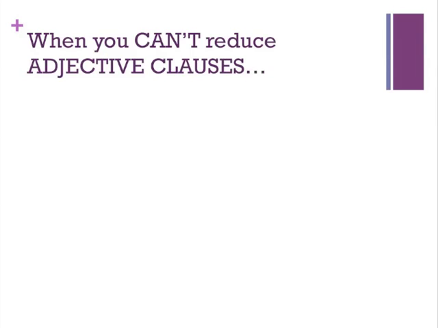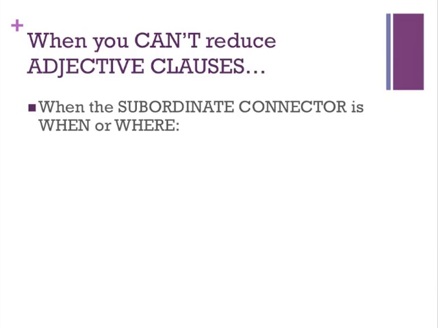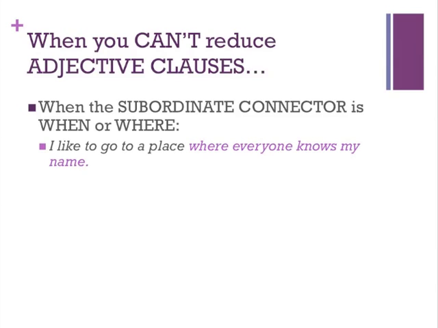Now, there are times when you can't reduce adjective clauses. For example, when the subordinate connector is when or where. So notice in these particular situations, we generally can't eliminate the adjective clause. Now, of course, there's another difference too. If you notice, in this situation here, we're describing the word place. And even in this second part here in the clause, we have another subject, the word everyone. This is something we're going to talk a little bit more about in a future video. But notice we couldn't remove the connector and the subject from this and have it still make sense. You couldn't say, I like to go to a place knows my name. That doesn't make any sense.